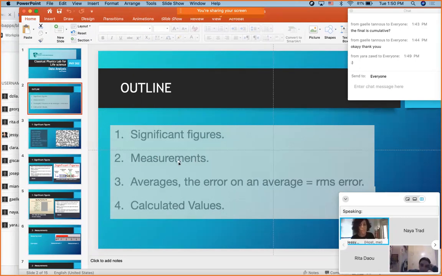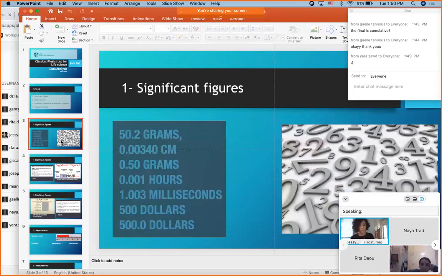Measurements, how we do them. What tools do we use, uncertainties on the measurements, and then averages. When do we do averages? How? What is the uncertainty on an average? Whenever we calculate a value, how do we find the uncertainty on a calculated value? All right. One, significant figures.